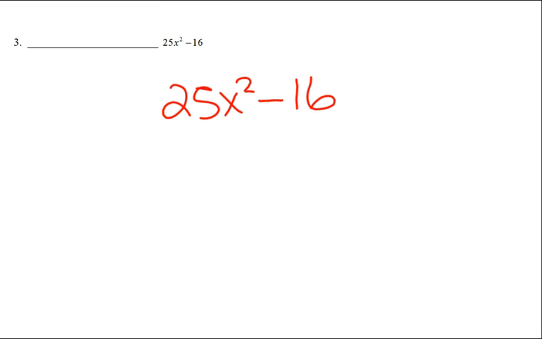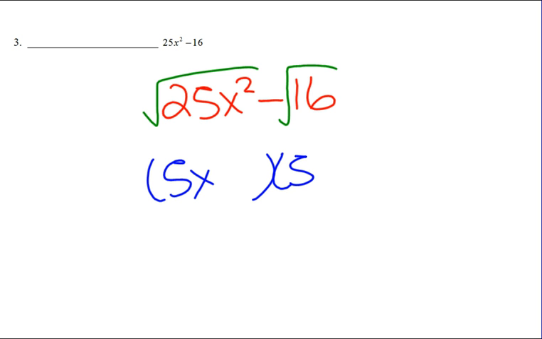Here we go. This example, 25x squared minus 16. Does this have a square root? Yes, it does. Does this have a square root? Yes, it does. So the trick here is this square root is 5x, and this square root is 4. And so the answer here is 5x plus 4 and 5x minus 4.